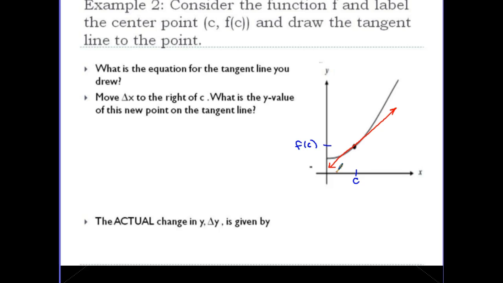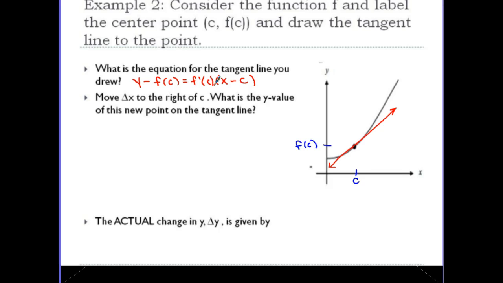What's the equation for the tangent line we just drew in? F prime. What would the slope of the tangent line be? Well, that's what I was going for. You were going for the other, and had the f of c on the other side. Okay.